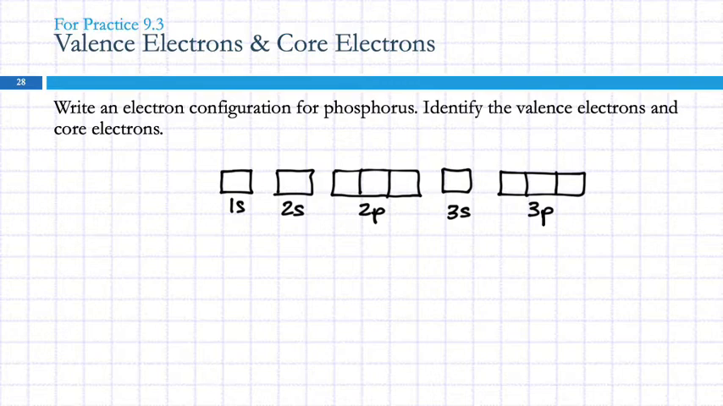How many electrons does phosphorus have? 15. So I'm going to stick 15 electrons in here. 1, 2, 3, 4, 5. Take your own bed. 6, 7. Now you got to pair up. 8, 9, 10, 11, 12, 13, 14, 15.